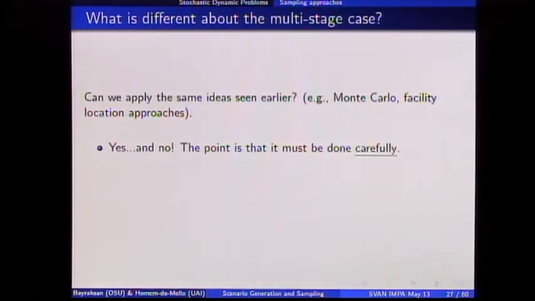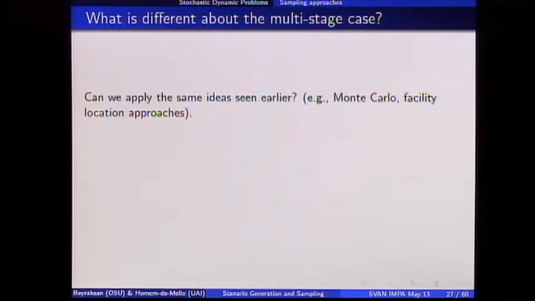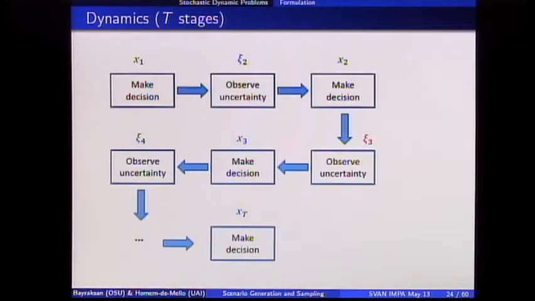So here's the problem. Can we apply it? Well, yes and no. The answer is, you can, but you have to be careful. And why? Roughly speaking, the issue is that the scenario generation has to incorporate this dependence. Remember we discussed this when you look at this graph: when you generate the xi3, this has to somehow take into account the values of xi2. It's not completely separate, right?